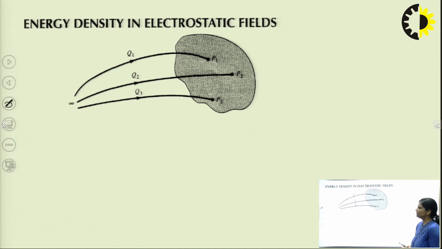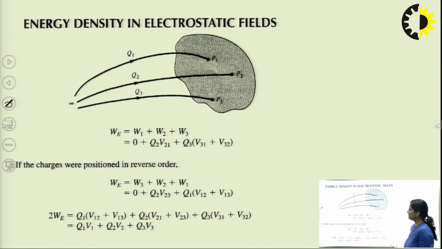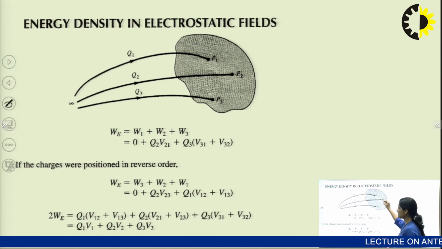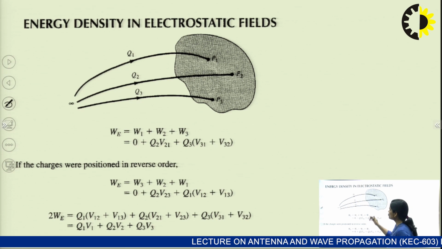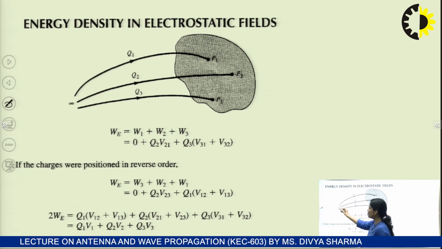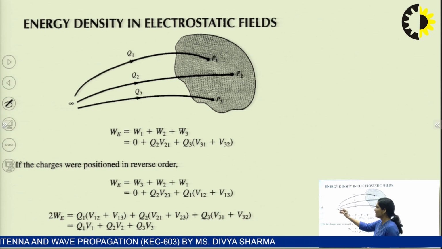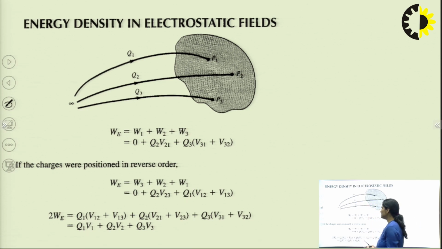Now, next topic is energy density in electrostatic fields. Here let us consider you have P1, P2, P3 points on this surface, and let us consider a point at infinity. So charge Q1 is the charge when you are considering the case when you have a point at infinity to P1, then your charge is Q1. In the second case Q2 and the third case is Q3.